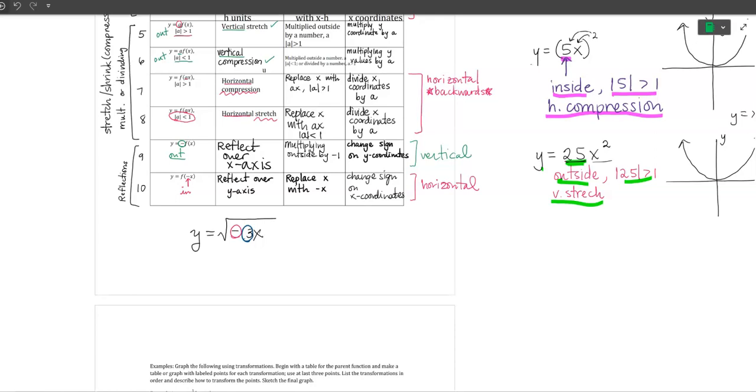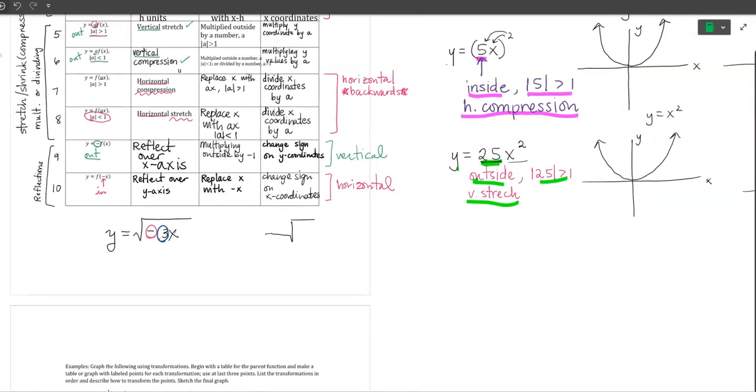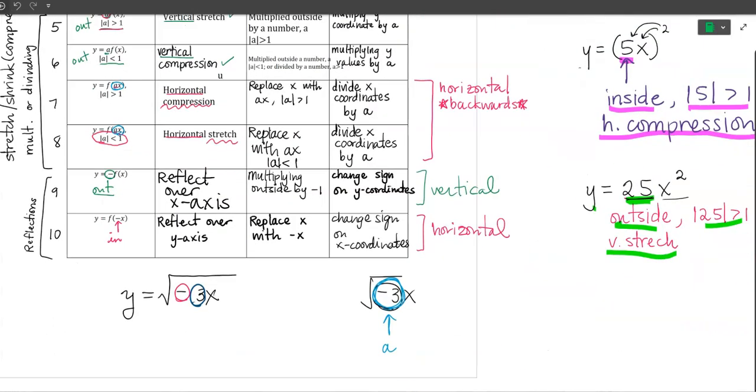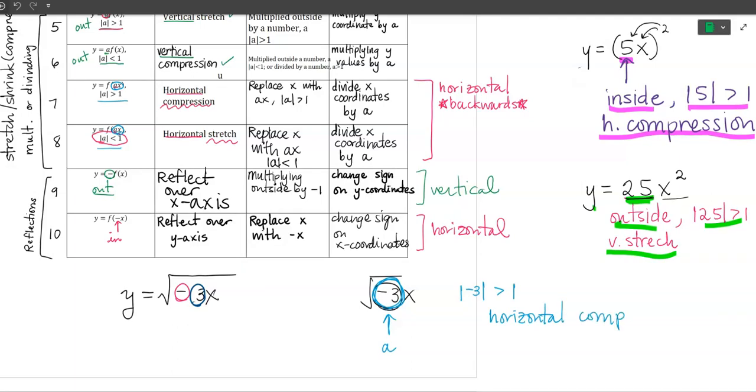Some people, and I can understand the impulse, look at this and first see just a negative 3 in front. Well, even if you look at the entire negative 3 and think of that as your a, and I'm now looking at between 7 and 8, where you see a number with the x on the inside, these conditions tell you that you need to look at the absolute value of that. So you would look at the absolute value of negative 3, which is a positive 3, which is bigger than 1, to say, okay, that is a horizontal compression. So it's a horizontal compression because 3 is bigger than 1.